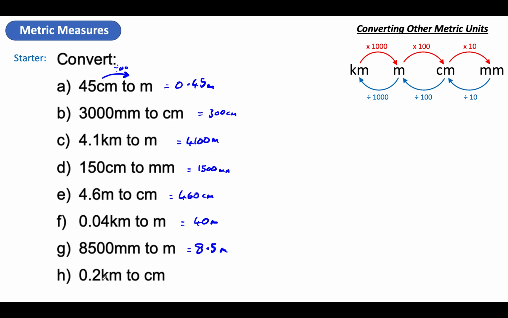And then 0.2 kilometers to centimeters. Well, I've got 2 jumps. I've got to times it by 1,000, then times it by 100. So 3 places bigger and then 2 places bigger. So that's 1, 2, 3 places bigger, and then 2 more places bigger. It's actually 20,000 centimeters. It's not surprising because we're going from 0.2 of a kilometer. That's quite a long way, and then putting it in centimeters, it's going to be an awful lot of centimeters.